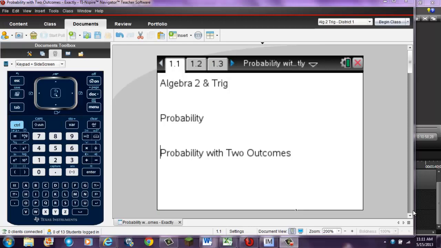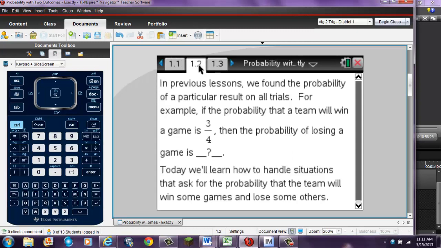Today we're going to talk about probability with two outcomes. So open your Inspire document, called that, and let's get going.